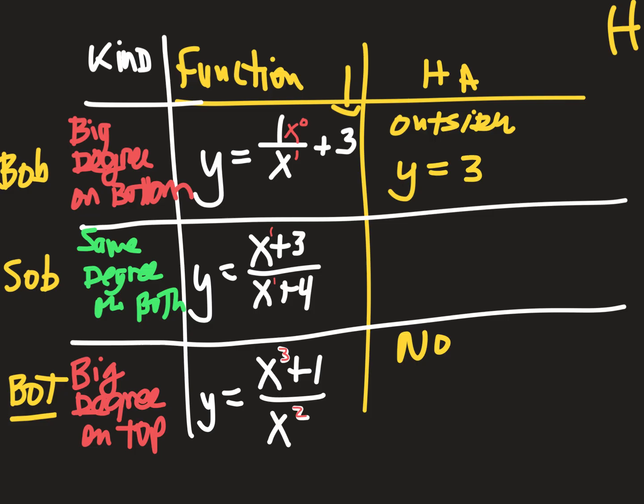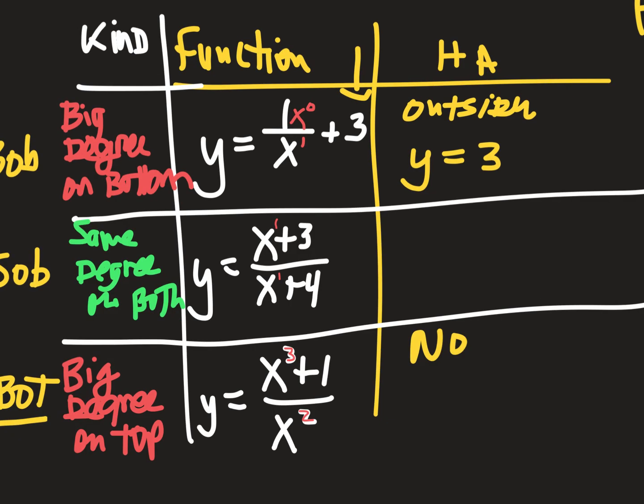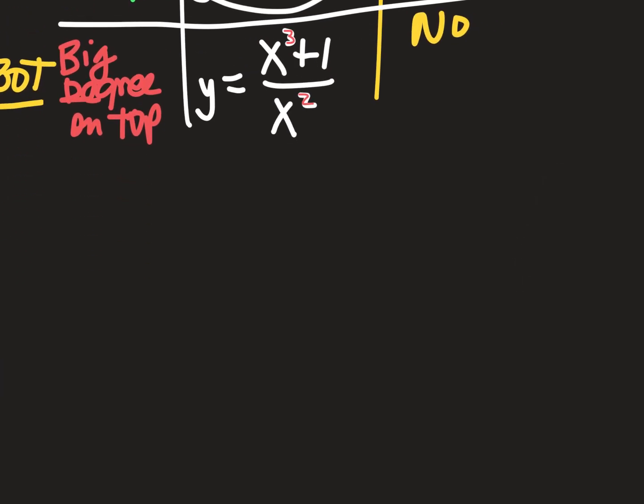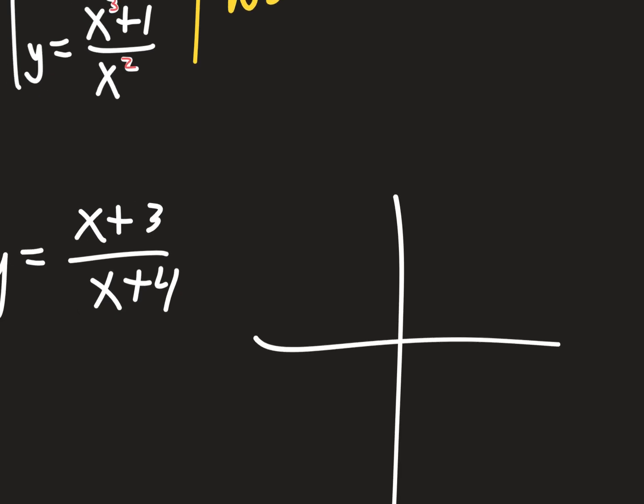All right. Then the only other one that you have to figure out is this middle kind. If they're the same degree on both, then let me talk you through what this really means. You do not have to copy this. You just need to listen. x plus 3 over x plus 4. Remember, we're trying to figure out, would there be a horizontal asymptote if I graphed this thing? Would there be a dotted line that runs across it? And there is. Let me explain how you can figure out where that dotted line will be.